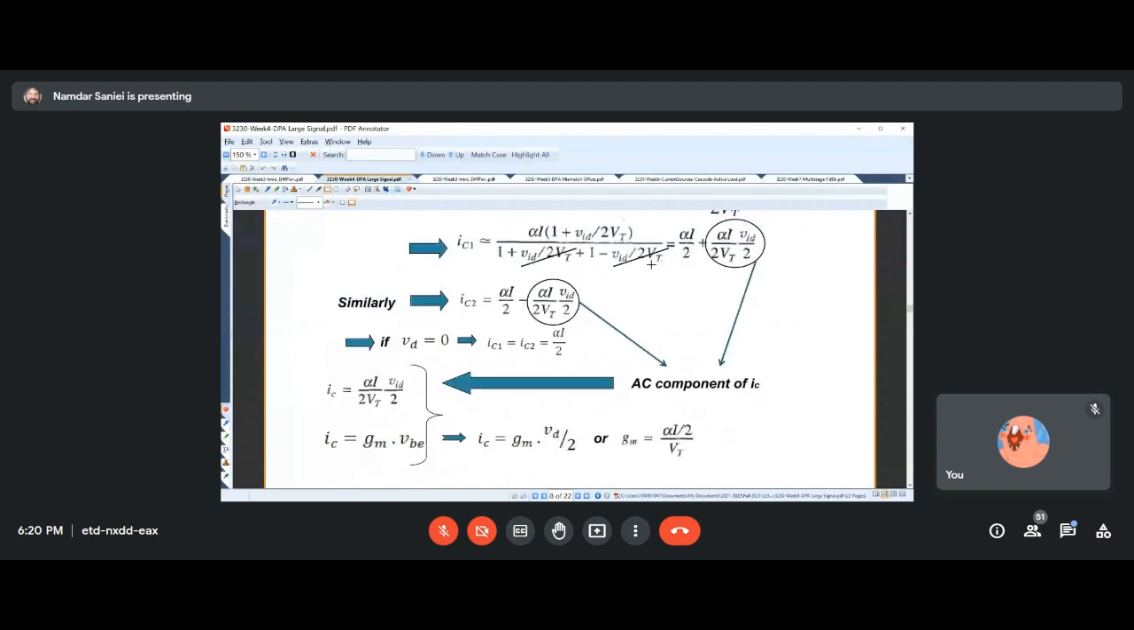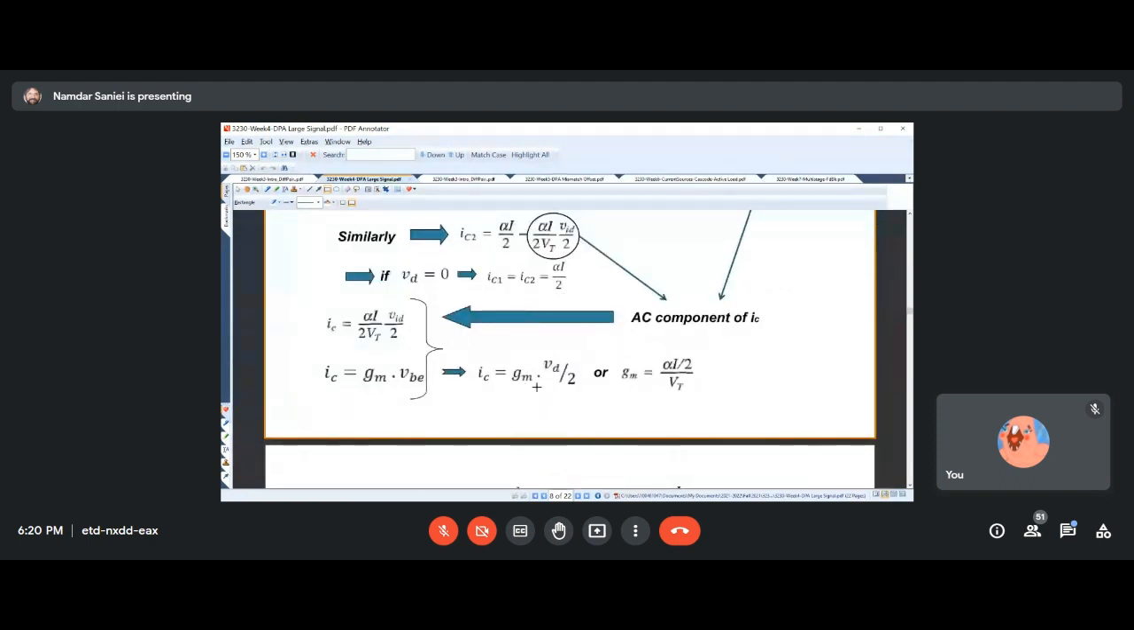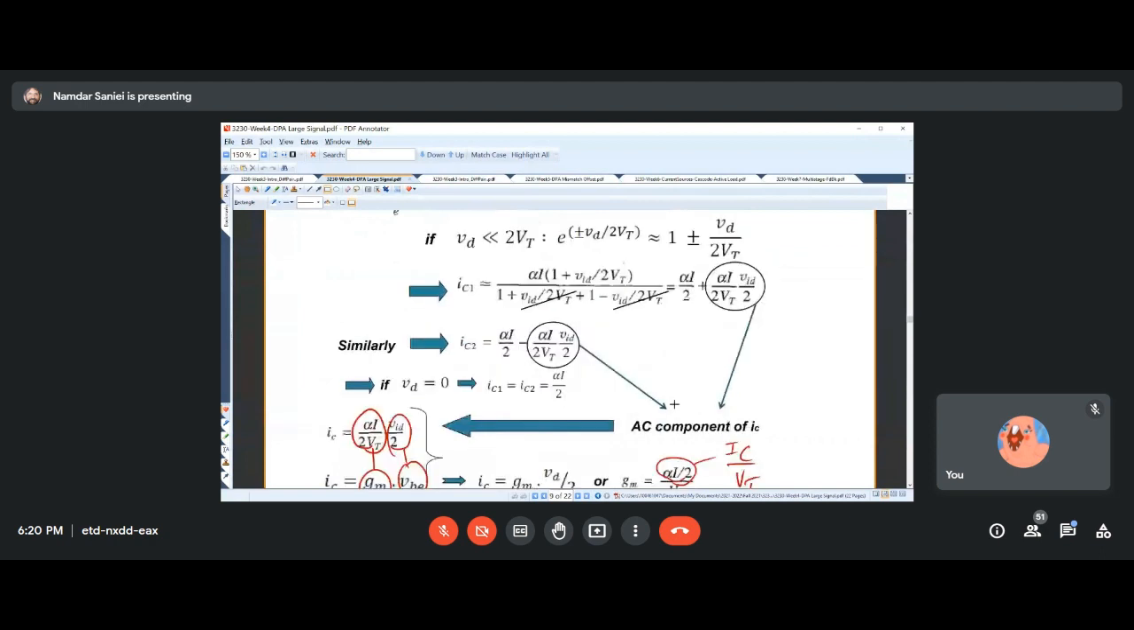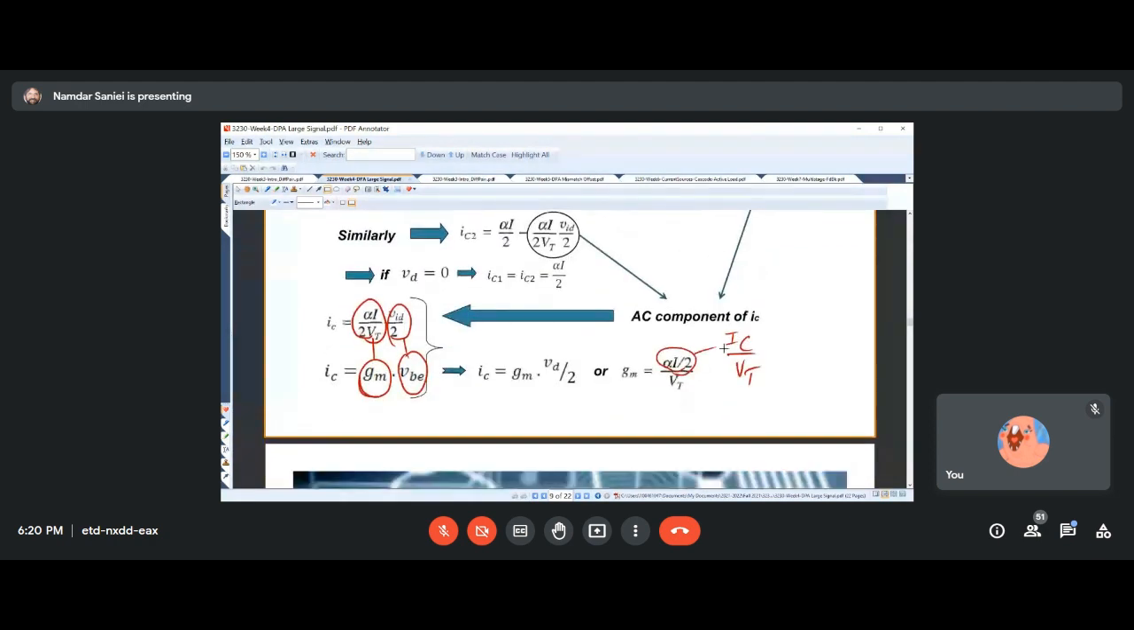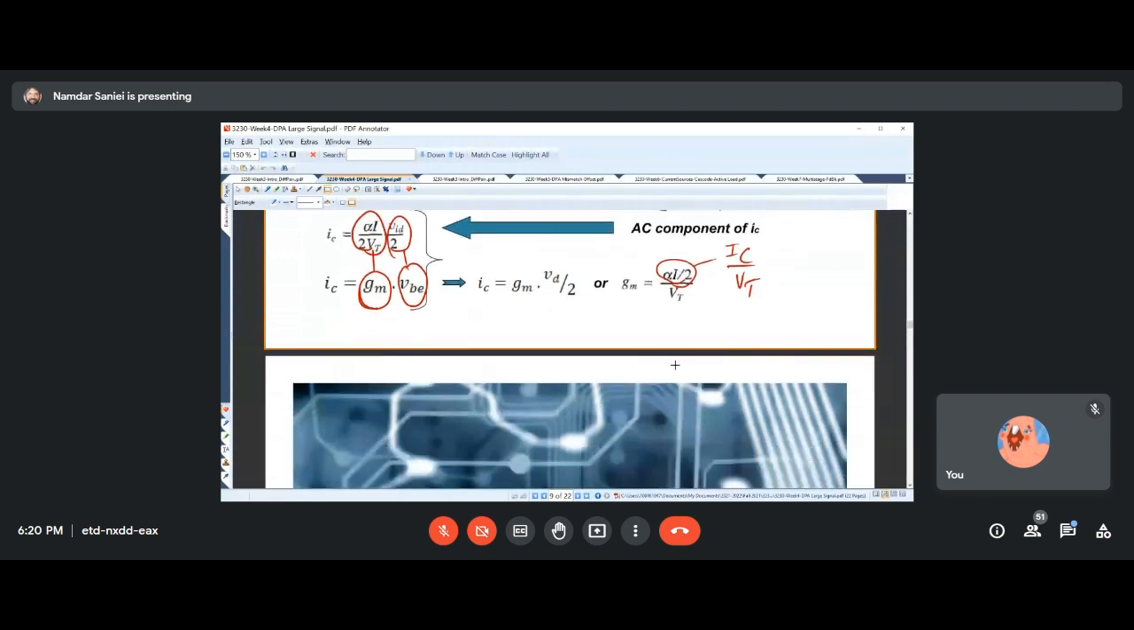And using that, we came to the conclusion that there is a GM, which is alpha I half over VT. And this was something that we already knew, because alpha I half is IC, VT is VT, and we knew from before that that's GM. But here we kind of reassured ourselves that this is the case.